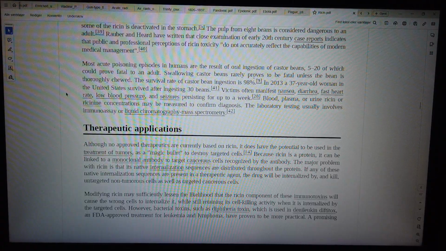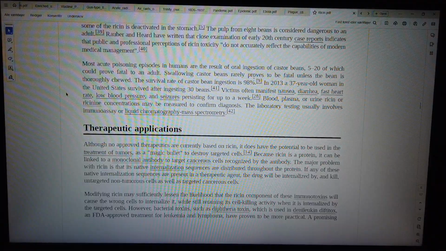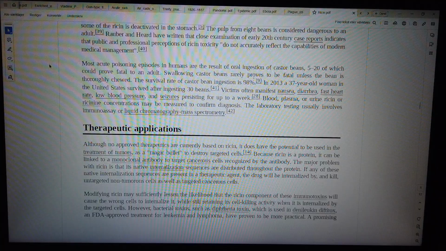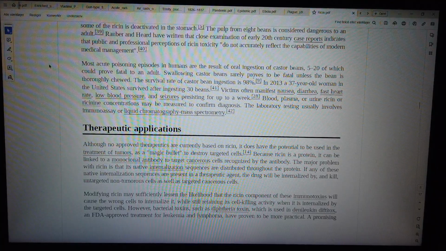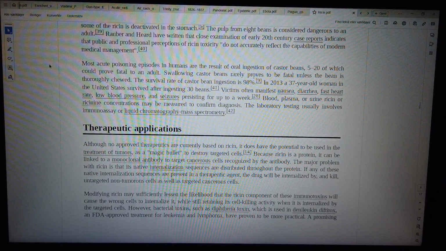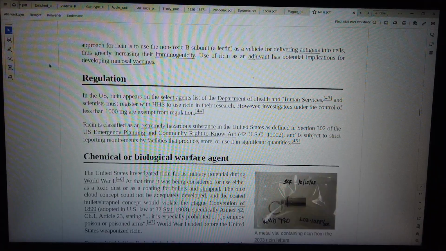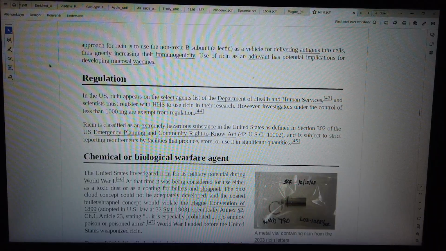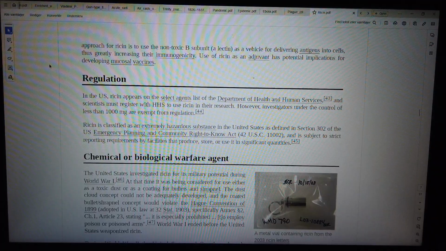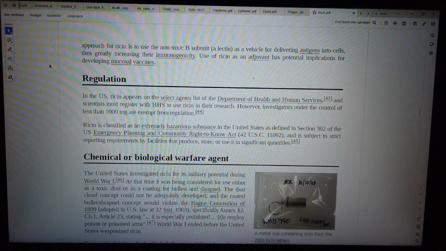However, bacterial toxins, such as diphtheria toxin, which is used in denileukin diftitox, an FDA-approved treatment for leukemia and lymphoma, have proven to be more practical. A promising approach for ricin is to use the non-toxic B subunit, a lectin, as a vehicle for delivering antigens into cells, thus greatly increasing their immunogenicity. Use of ricin as an adjuvant has potential implications for developing mucosal vaccines.